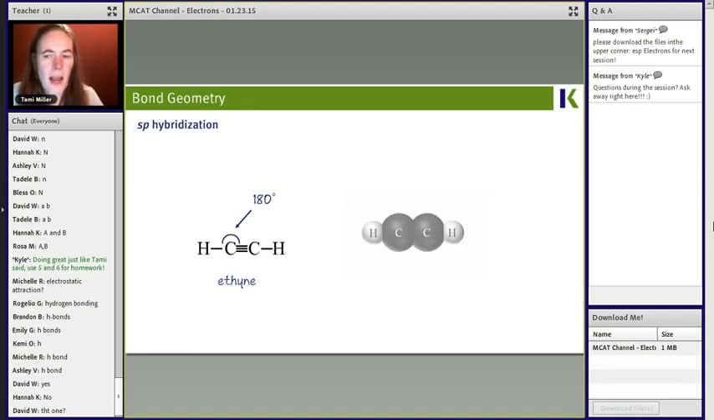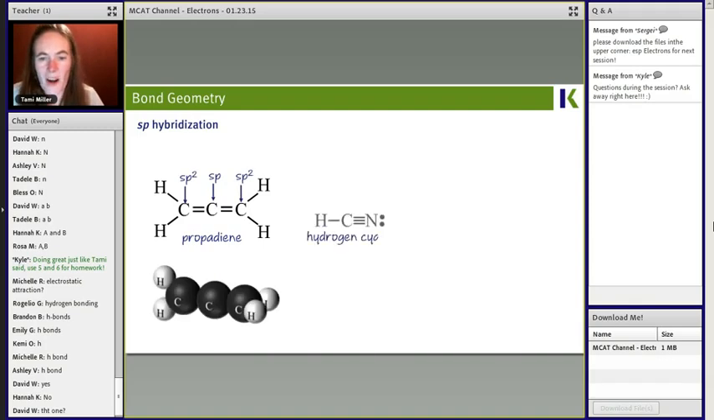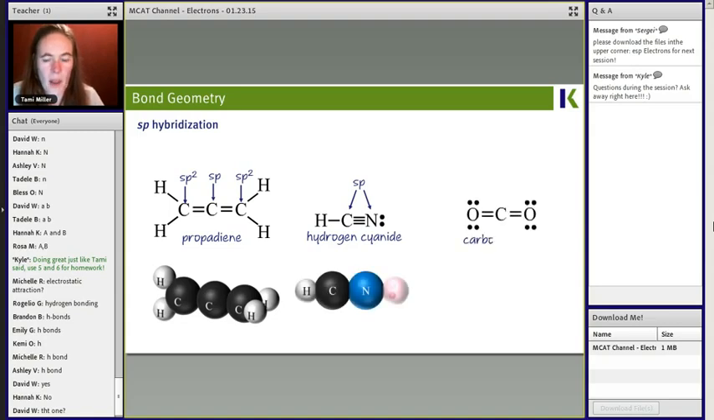Other sp hybrids that we see are going to be things like propadiene. Notice that it's linear across those carbon bonds. Cyanide, our hydrogen cyanide, this is an acid. That is linear across that cyanide. We also see carbon dioxide, another common linear one that we have.